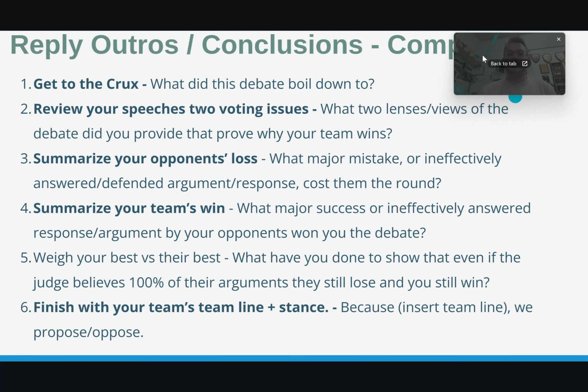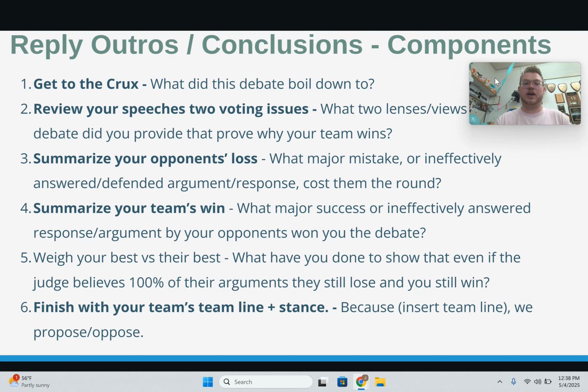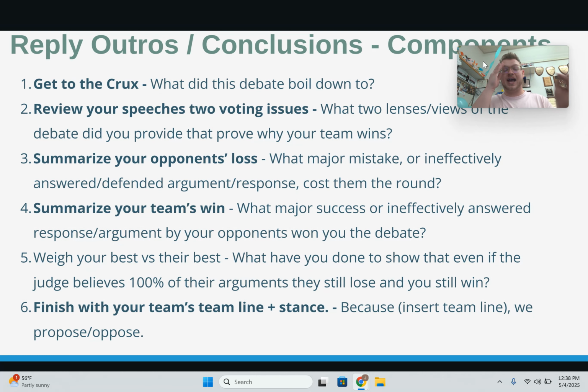So what are the parts of an outro? There are 6 parts of an outro in a reply speech. First, you need to get to the crux of the debate. What did this debate boil down to? What was it actually about? Then review your 2 speeches' voting issues. What 2 lenses or views on the debate did you give the judge in this speech to prove why your team wins? Then you're going to summarize how your opponents lost, either a major mistake or an ineffectively answered or defended argument that cost them the round.